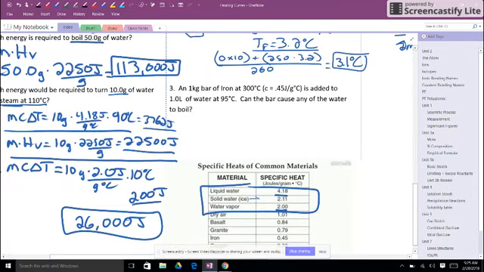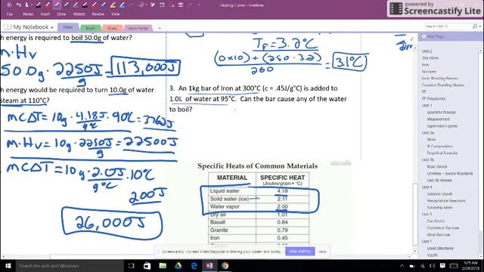Okay, last challenging problem here. A 1 kilogram bar of iron at 300 is added to 1 liter of water at 95. Can the bar cause any of the water to boil? Let's just answer this and kind of guess what the water final temperature would be, and then think about what that means if we add our information about heating curves.